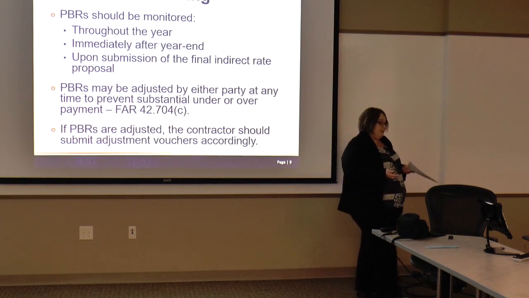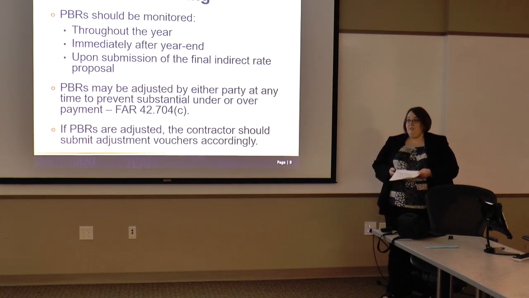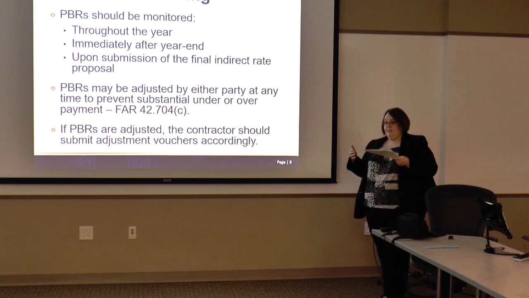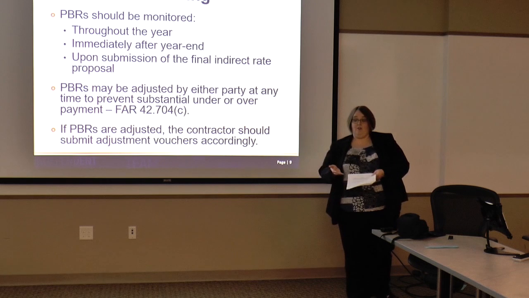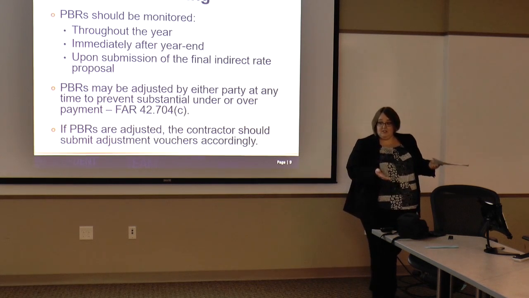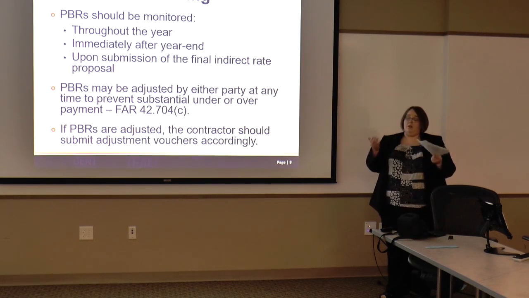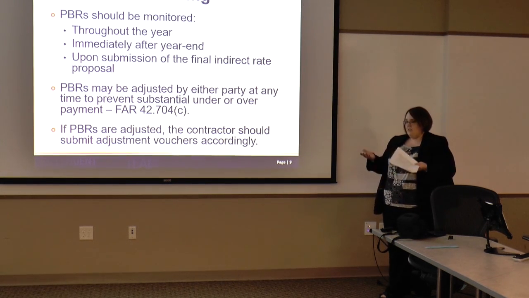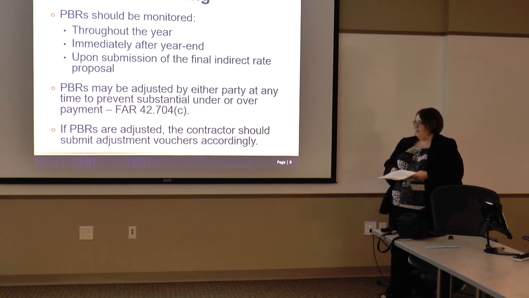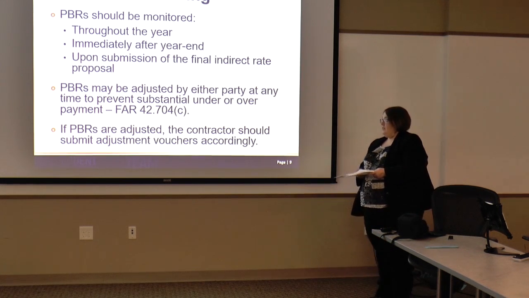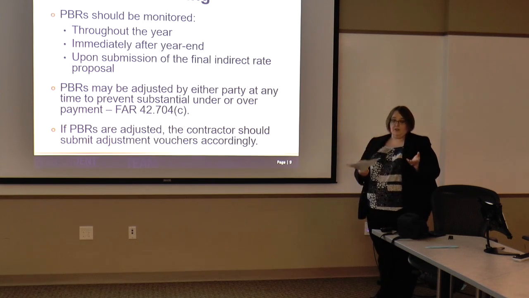So if in the middle of the year you become aware of something that is going to significantly change your indirect rates, you are required to let us know: this event happened, and my indirect rates are going to significantly go up or decrease. Again, that can be by either party. If we become aware of something, we'll contact you. And it is routine that we get resubmissions of provisional billing rates. The goal is to make sure that there isn't a substantial amount of over or under payment.